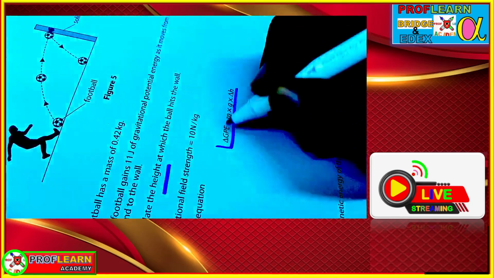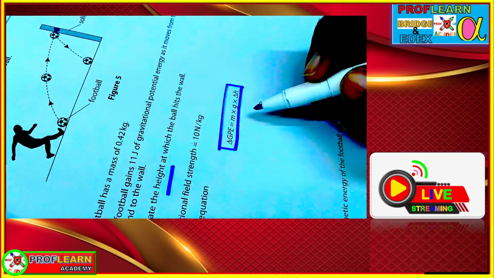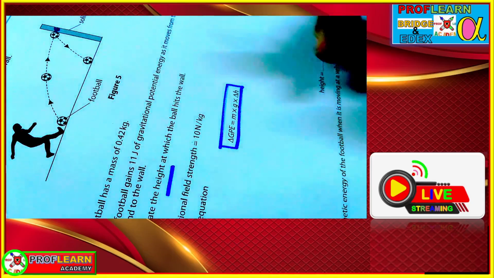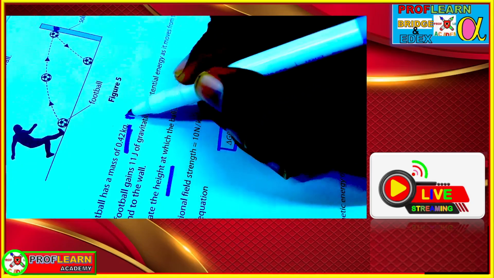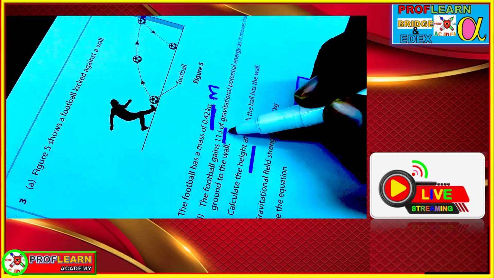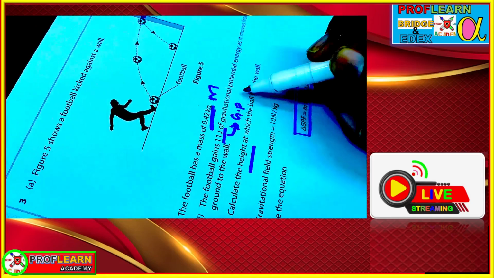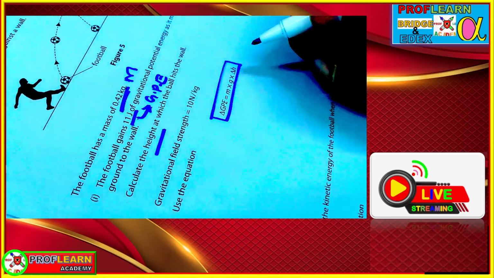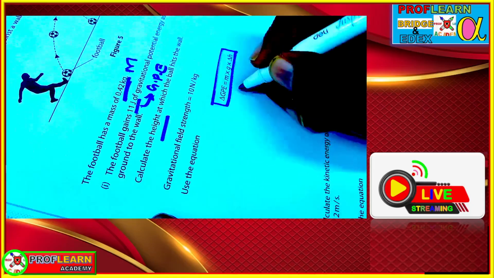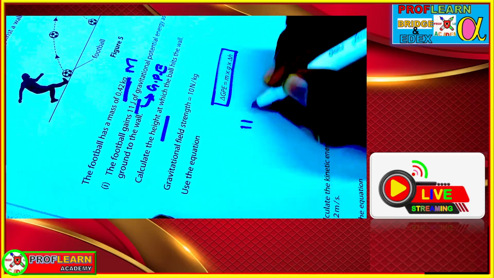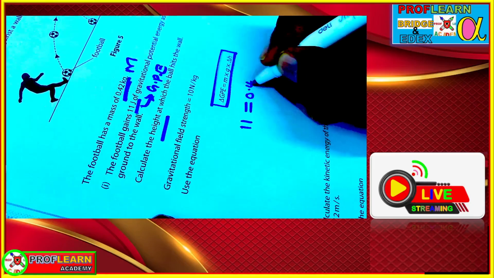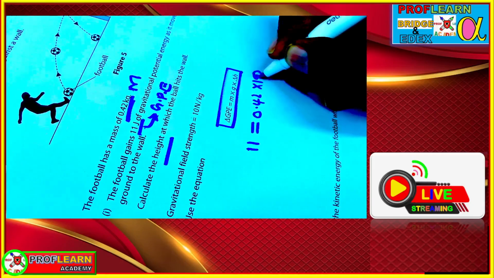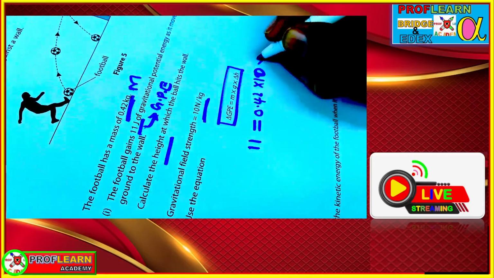We're going to use this formula that says gravitational potential energy is equal to mass times gravity times the height. We are given the mass here. In this question we're given the energy, GPE, which is 11 joules, and we are supposed to find h. In order to work that out, we substitute into the formula: 11 joules is equal to the mass, which is 0.42, times gravity, which is given as 10, then times the height.